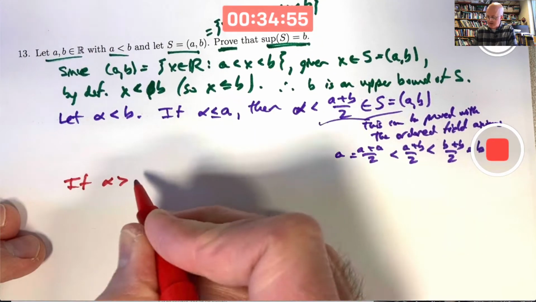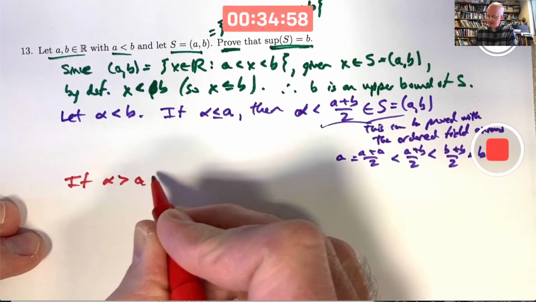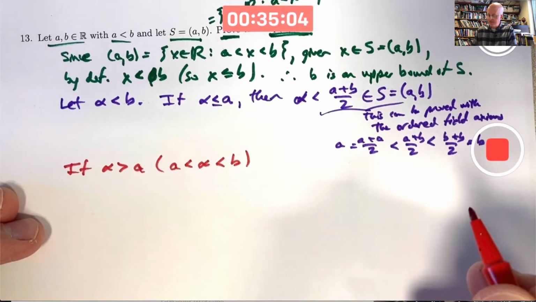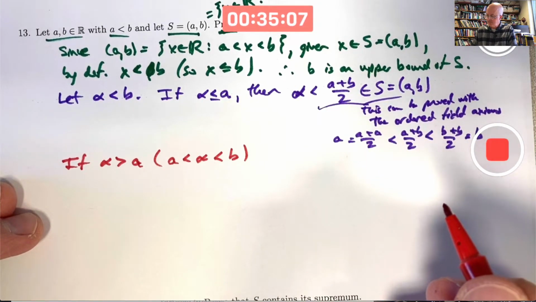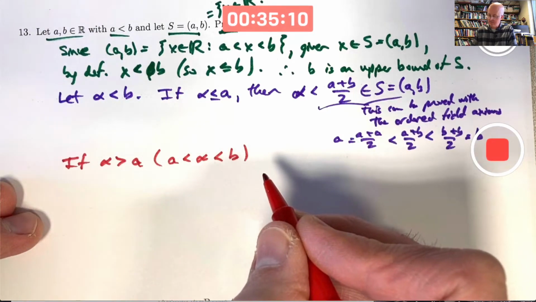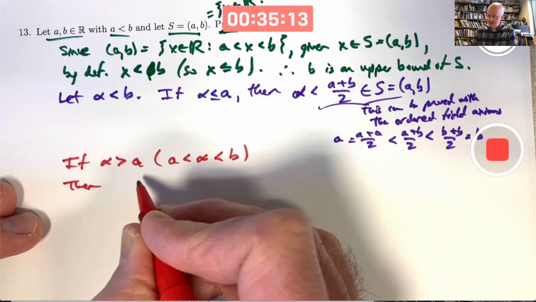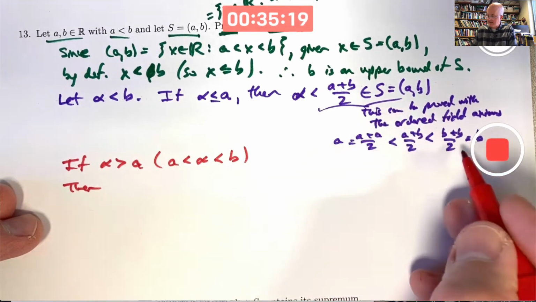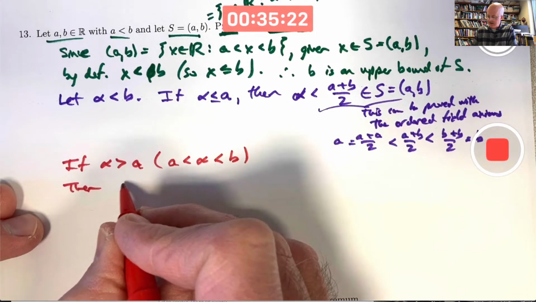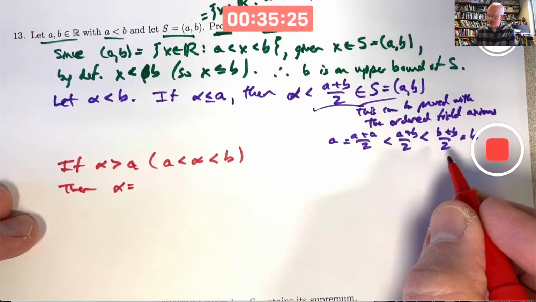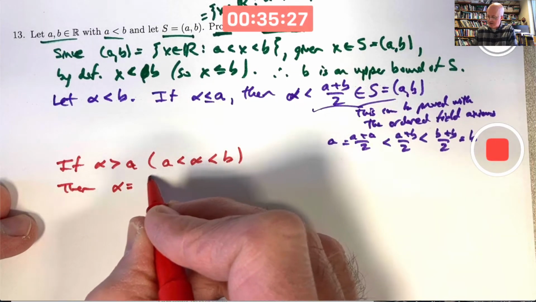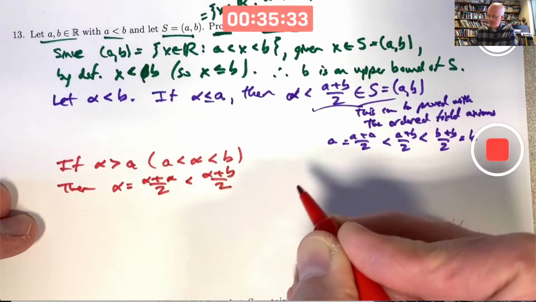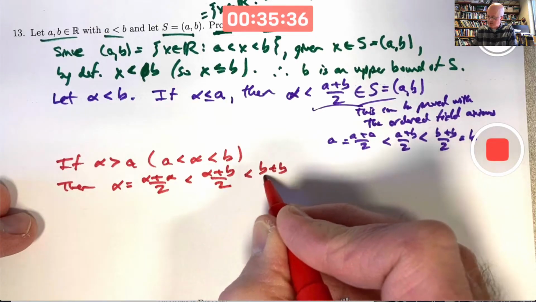If alpha is greater than a, which means really a is less than alpha is less than b, then you'd want to take the average of alpha and b. And that's going to be an element of the set S, this open interval from a to b, once again because of the same kind of ordered field properties. Let's write this with alpha in place of a: alpha equals (alpha + alpha)/2 is going to be less than (alpha + b)/2, which is less than (b + b)/2, which is b.